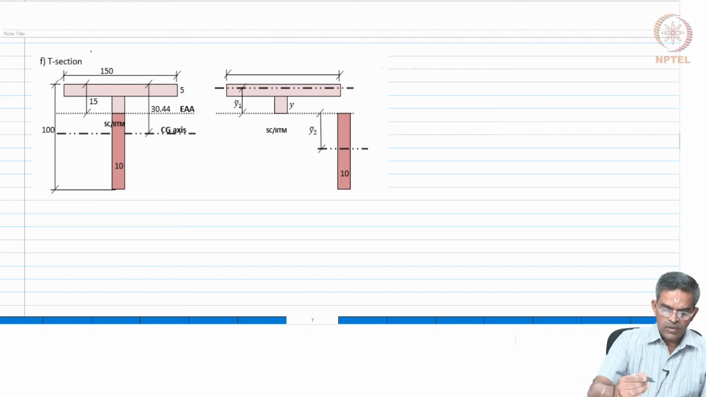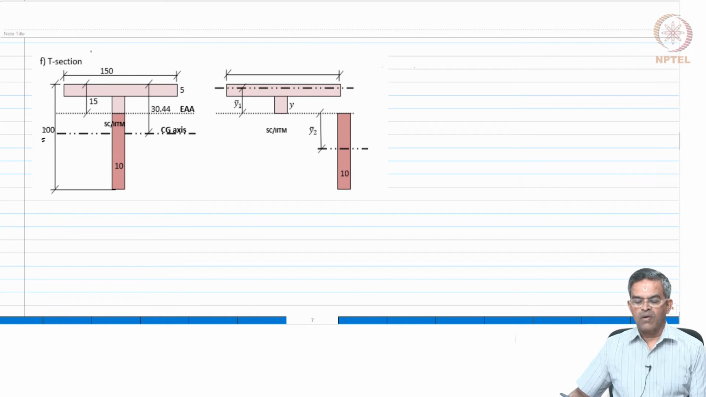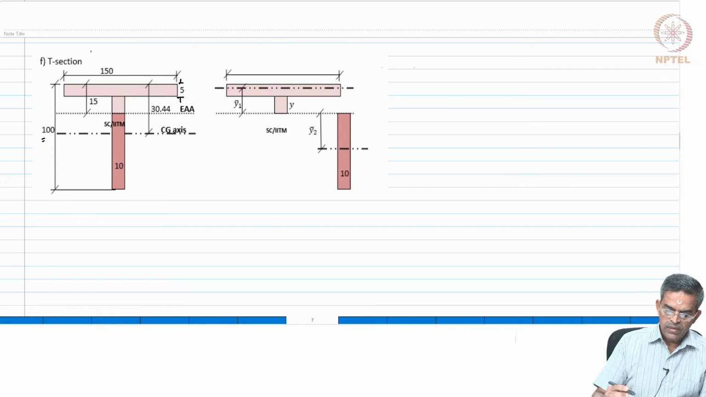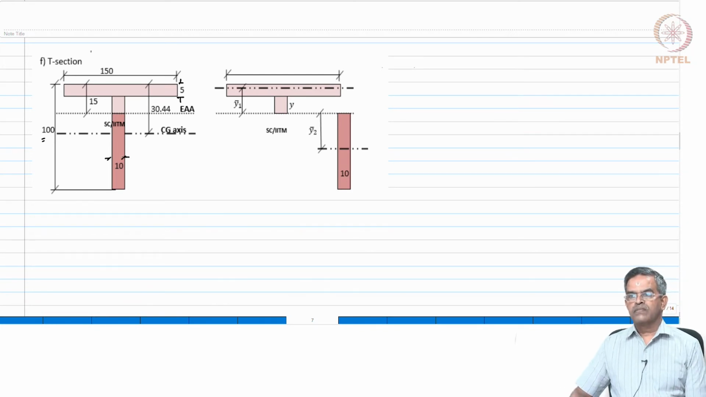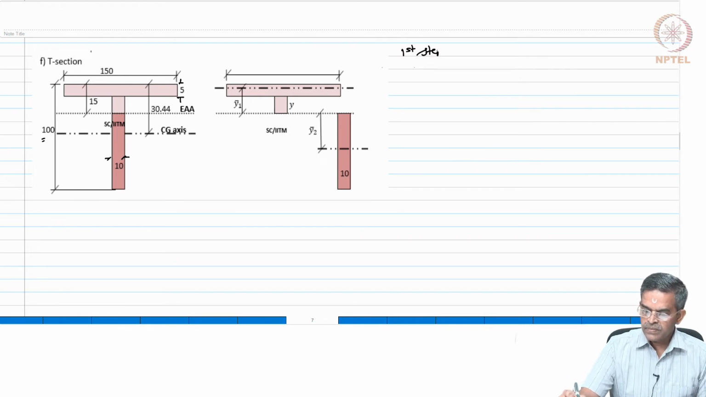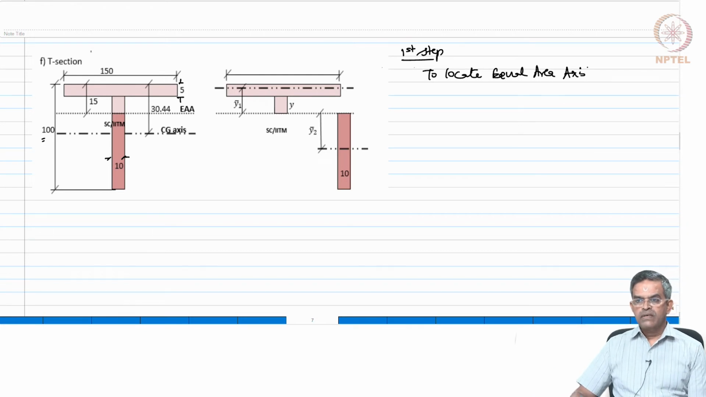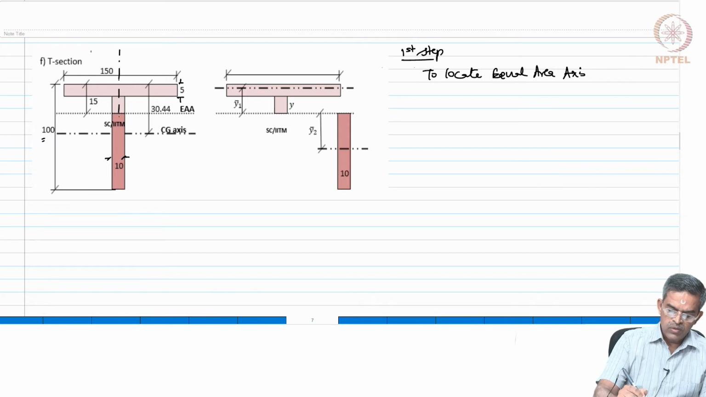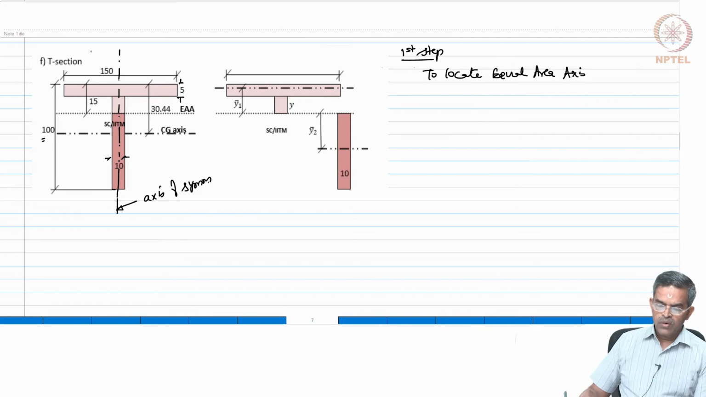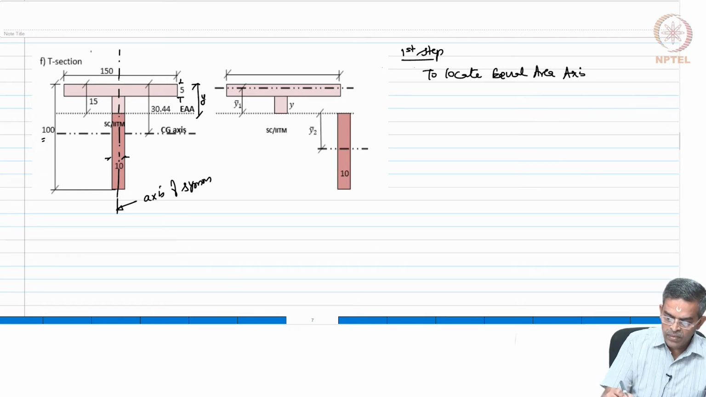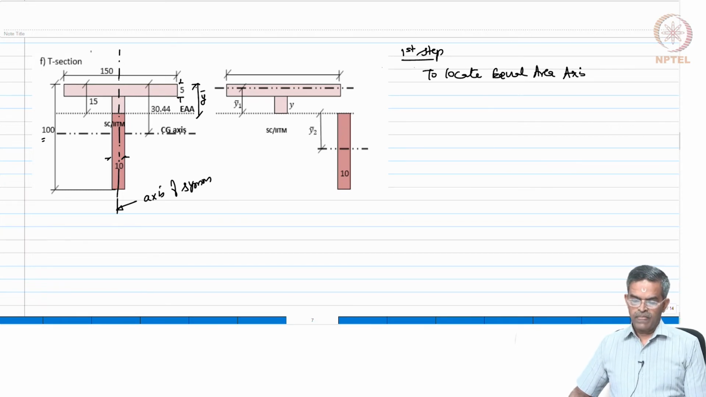The dimensions of T are given, 150 and the overall depth is 100 mm. Thickness of the flange and the web are different in this case. Flange is 5 mm, whereas web is thicker, 10 mm. Okay. Now, in this case, the first step is to locate the equilibrium axis. In the previous example, this problem was not there because there was an axis of symmetry. In this case, of course, you have vertical axis of symmetry, there is no doubt, but I want to find what would be this value. Okay. So, we would like to locate this, right.